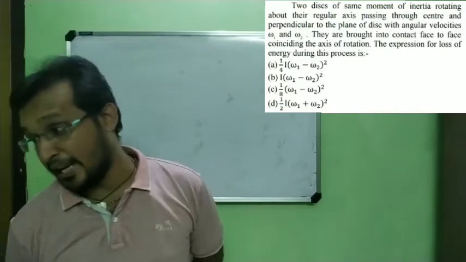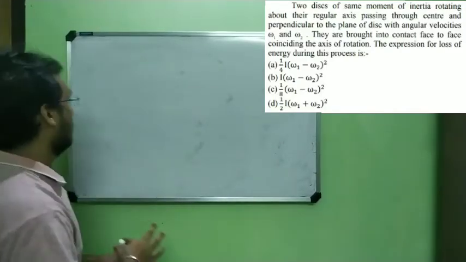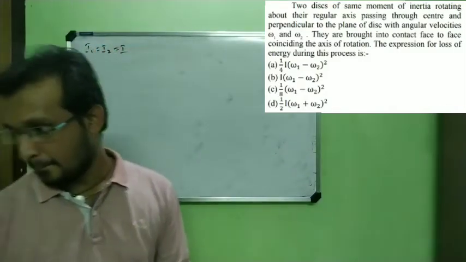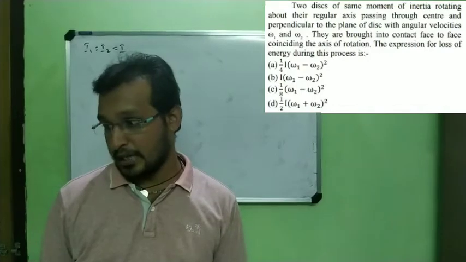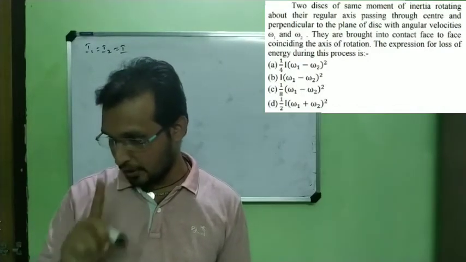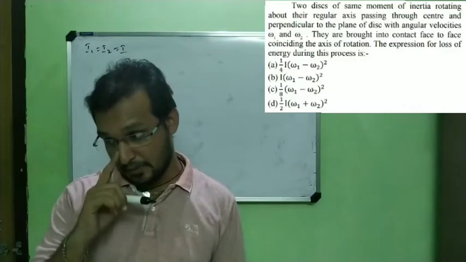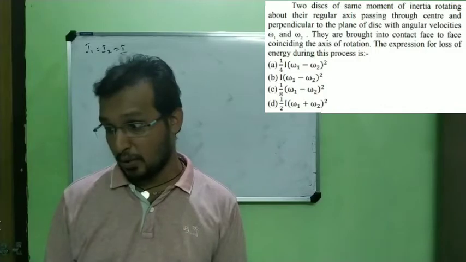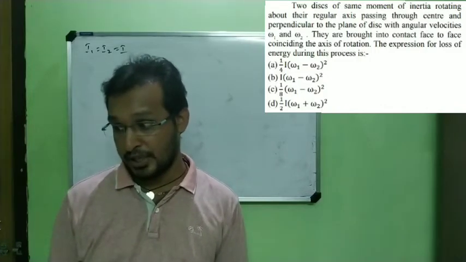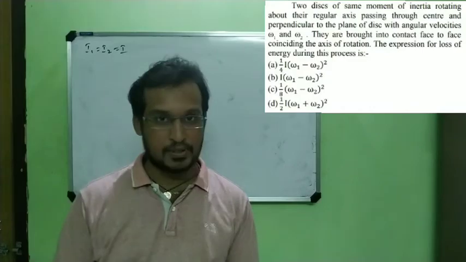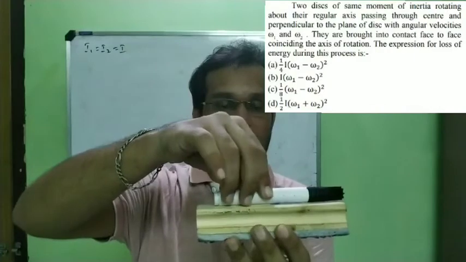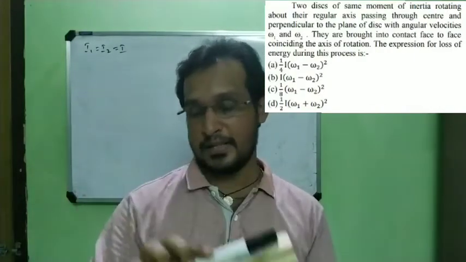What is the next question? Two discs of the same moment of inertia, that is I1 = I2 = I, rotating about their axis passing through the center perpendicular to the plane of the disc with angular velocities omega 1 and omega 2. If they are brought in contact face to face, coinciding the axis of rotation, what is the expression for loss of energy? Suppose this is one disc, this is another disc, both rotating about the same axis. If both these bodies become a single disc, what is the loss in energy?